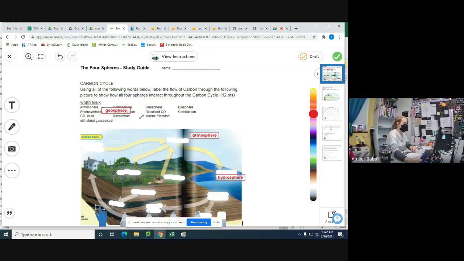Where does geosphere go? It goes with the soil. I should not put it with the deer. I mean, soil and all that land underneath. I can put it down here under the ground, okay?